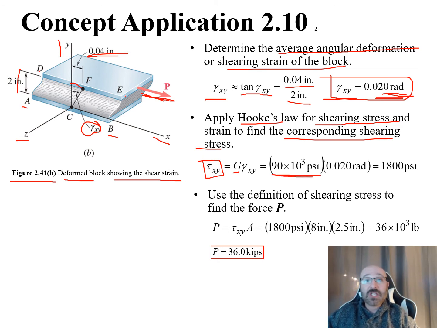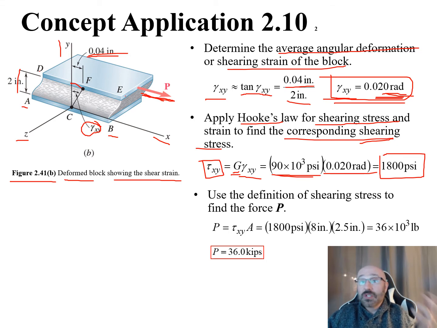So now we have that G that we can plug right into this relationship from Hooke's law, times the value for our gamma XY from up above, our shearing strain that we found, which is 0.02 radians. Plug these together, plug and chug. What we end up with is our tau XY, our shearing stress, is 1800 PSI.